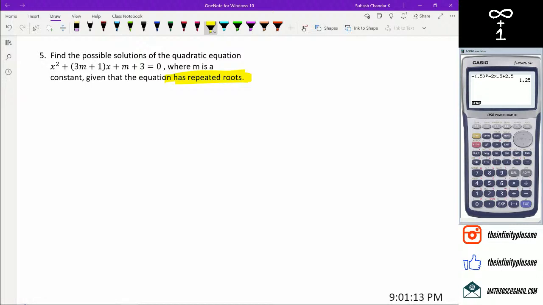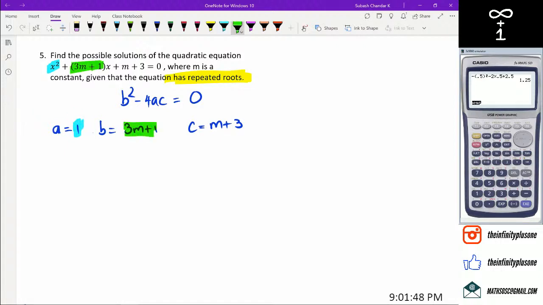All right, you guys got two answers there, so we might as well get going. Because the equation has repeated roots, which is the same thing as saying one solution, we could straight away say that b squared minus 4ac equals 0. What we're going to do is write everything down. So a equals 1, b equals 3m plus 1, c is equal to m plus 3. Just to reiterate, a is 1, b is 3m plus 1, and c is m plus 3.